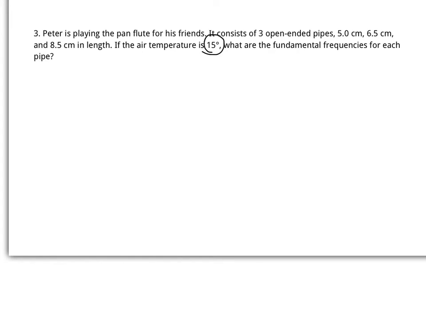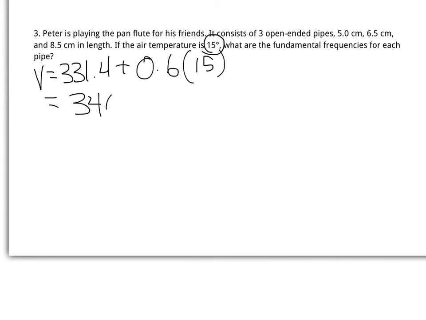Temperature is related to the speed of the sound wave through the air, and at least in the specific context of this class, the only time we really deal with temperature in this unit is to calculate the speed of the sound wave. So I will remind you of this equation, 331.4 plus 0.6 times the temperature in Celsius will give us the speed of that sound wave, which works out in this case to 340.4 meters per second.